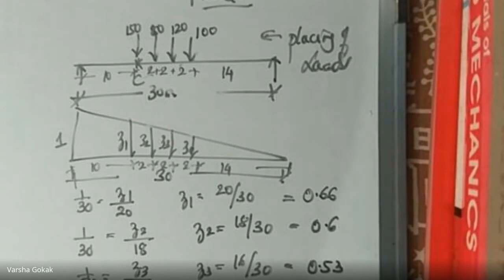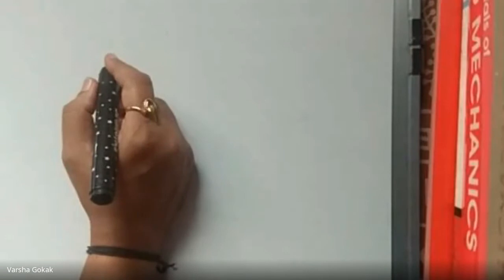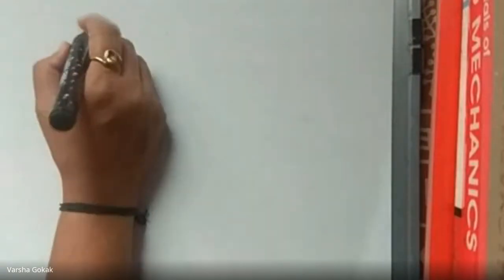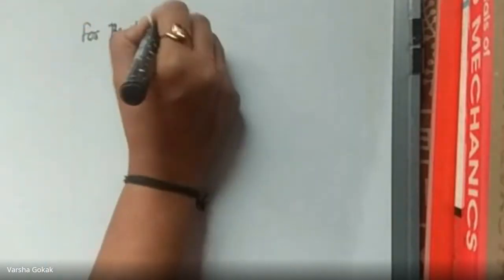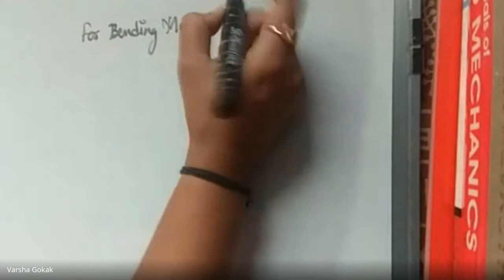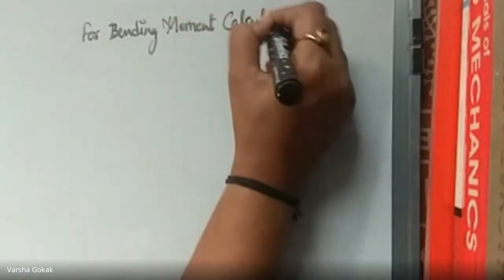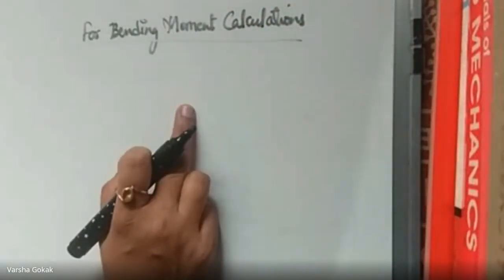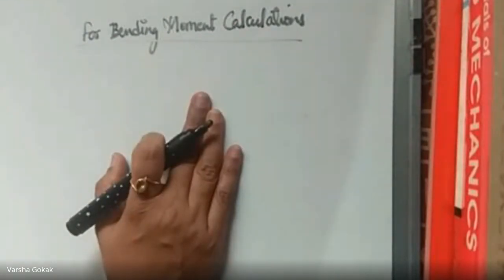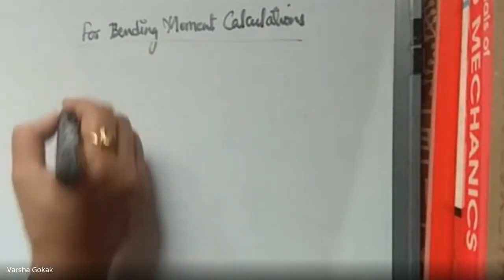Now we have to go for the bending moment calculations. There is a little change in the bending moment here. So for bending moment calculations, I will be taking the average of the loads. Okay, average of the loads means what?